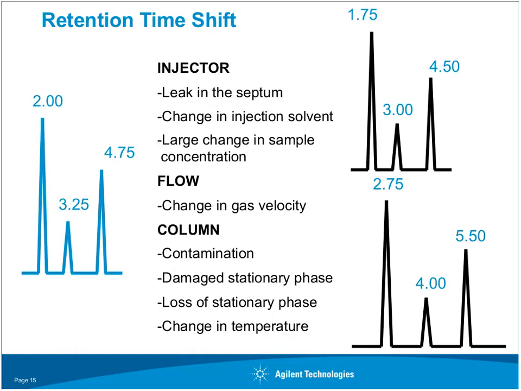And let's look at the next one, which is retention time shift. Again, the chromatogram we'd like is on the left. The one on the right is what we're experiencing. A lot of times this can be a leak in the septa. It could be a change in the injection solvent. It could be a large change in the sample concentration. This can also be affected by the flow, so check or double check the change in gas velocity. And these retention time shifts can be caused by a grossly contaminated column, a damaged stationary phase, loss of stationary phase, which would decrease retention, and a change in the temperature.